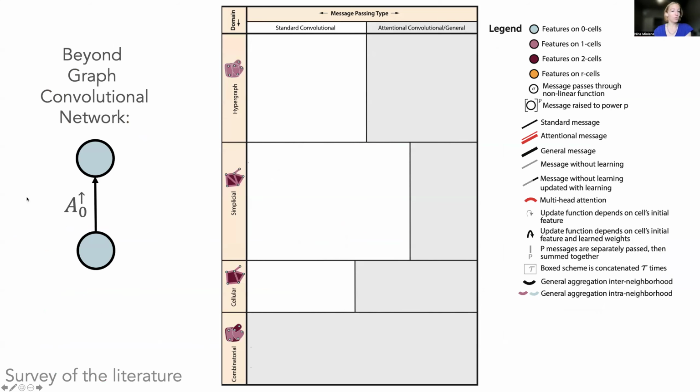All right, now we are about to see a survey of the whole literature, whose goal is to explain how we go from the graph convolutional network, which would be represented by this simpler pictogram. So in this table, the rows represent the topological domains. You recognize hypergraph, simplicial, cellular, and combinatorial. And then the columns represent the type of message passing, either standard convolutional, which will be just a simple black arrow, or with attention, or just very, very general, which would be either a bold arrow or a red arrow. Okay, so we're going to fill each one of these boxes with diagrams that represent each paper's topological neural network.